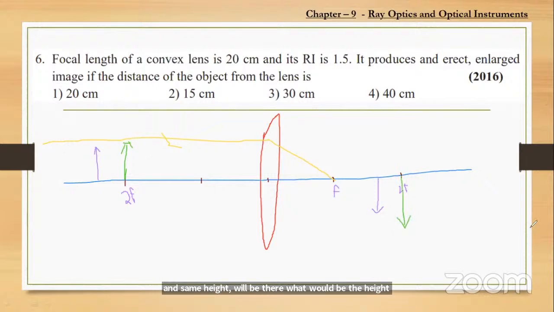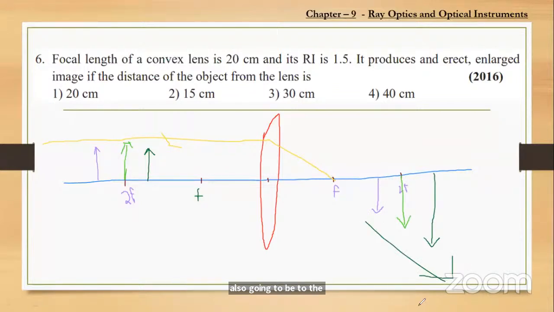Now if the object is placed between f and 2f, the image will be formed behind 2f. Remember this one, the image will be formed behind 2f. You can look into this one. As the object is coming near to the lens, the image is going away from the lens, and the height is also going to increase.